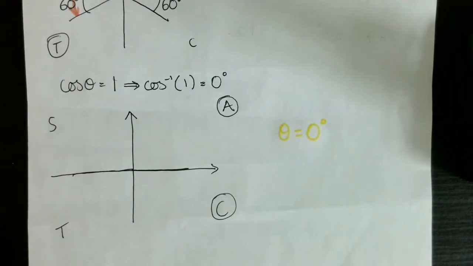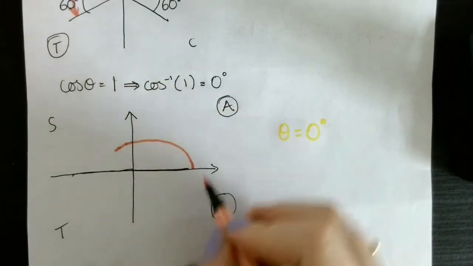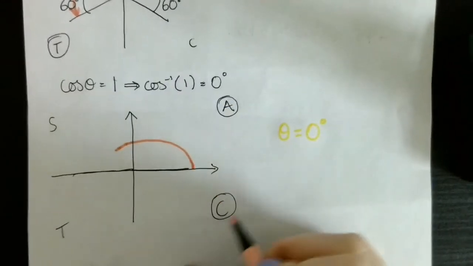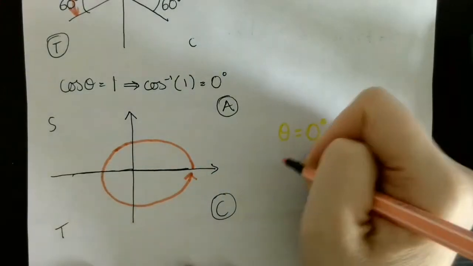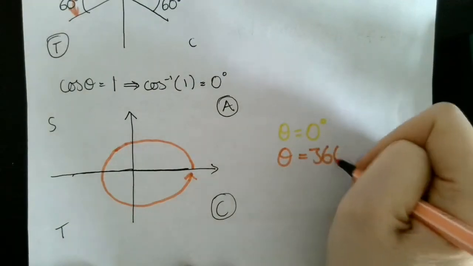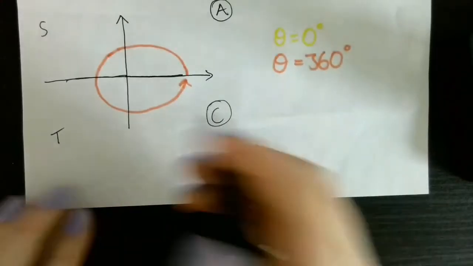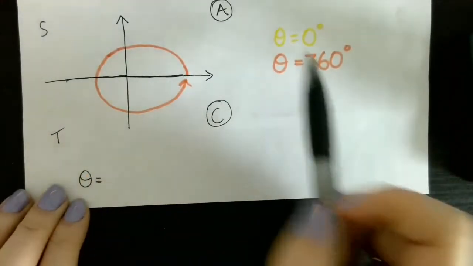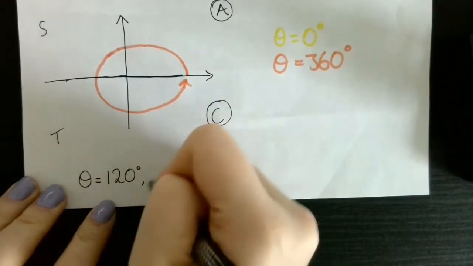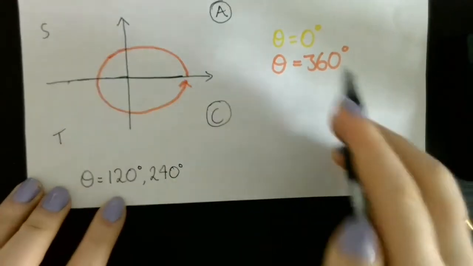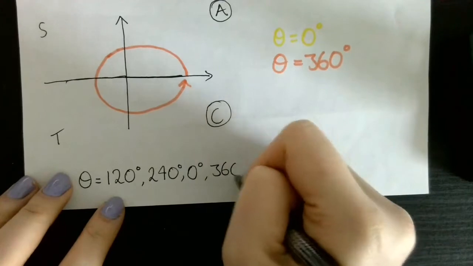However, for the second one, we're going to go around the CAST diagram looking for the next line where cos is positive, which is here. So theta is equal to 360. So all of our values for theta combined, from when cos theta was equal to a negative half, we had 120, 240, and then we've just found the other two values of 0 and 360.